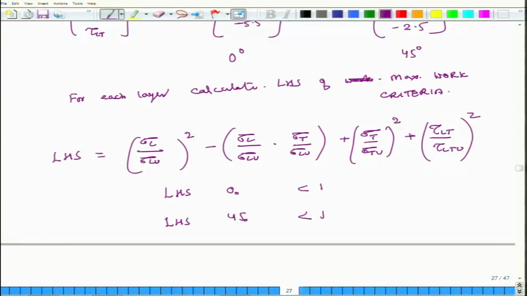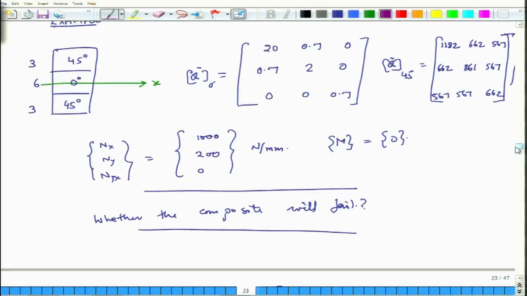The other thing I wanted to discuss here is what happens if I increase my stress. So, suppose this is N and suppose I make this N twice. What does it mean? Instead of 1000 I put 2000, this I make 400 and this again 0. So, everything goes up by a factor of 2. What will happen in that case?